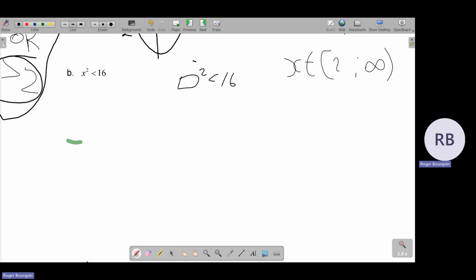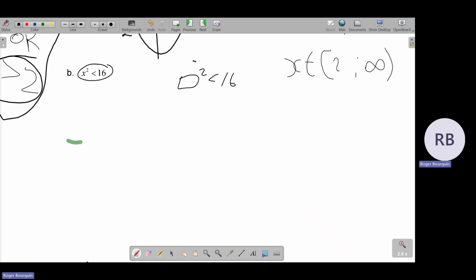Okay. 4 wouldn't work. 4 squared is 16, which is not smaller. 2 would work, 0 works, 1 works, 3 works, 5 works. You can actually do this one just by thinking, without doing any fancy method. Okay, what's 0 squared? 0.